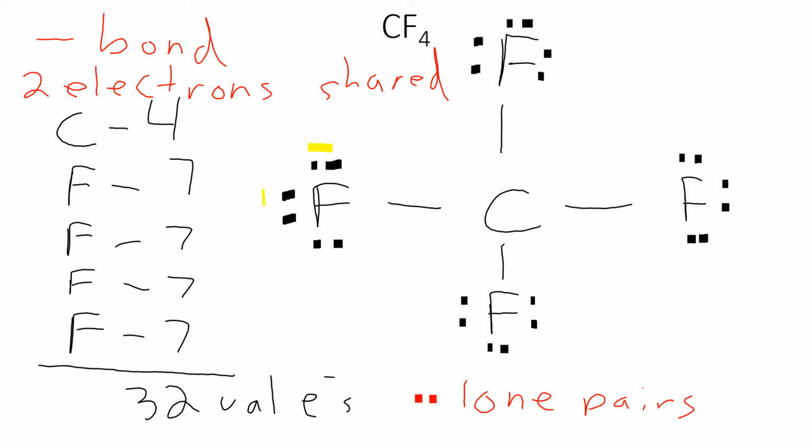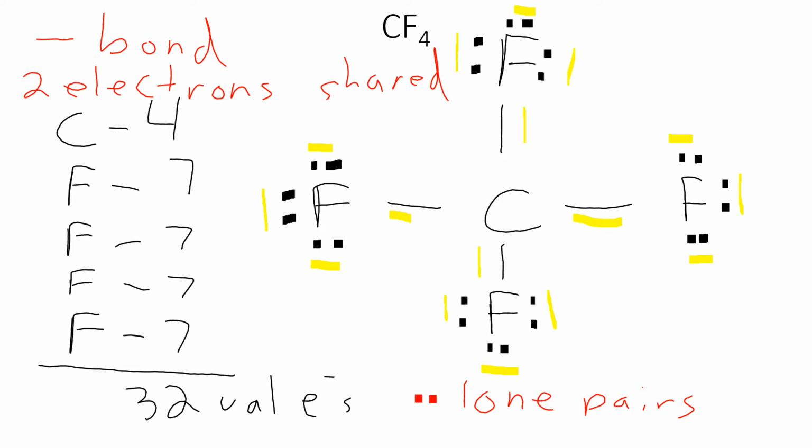2, 4, 6. Remember, this line is a bond that represents 2 electrons. 8. This bond is also 2 electrons. 10, 12, 14, 16, 18, 20, 22, 24, 26, 28, 30, 32. That's good. We have 32 electrons. That's what we want. That's the first check.